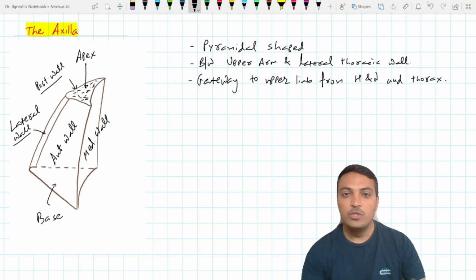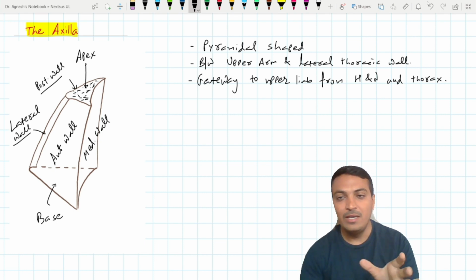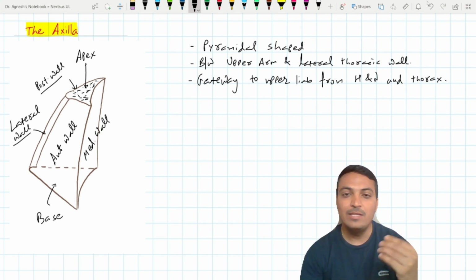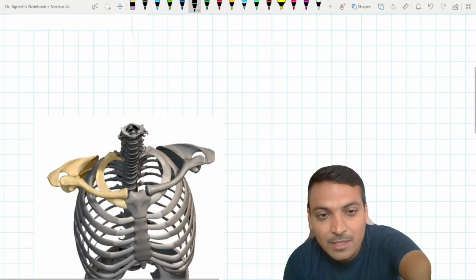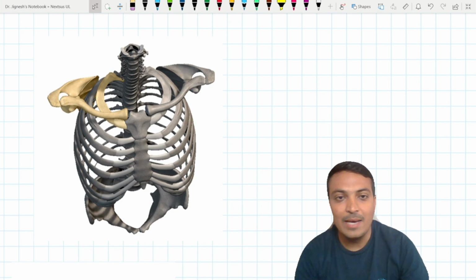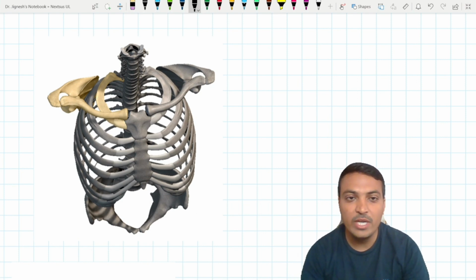Now let's move on to the structures which form each individual wall of the axilla, and then we will see the content of the axilla in a nutshell. The detailed anatomy of the structures present within the axilla we are going to deal with in the upcoming series. So when we see the apex of the axilla, this apex is situated on the superior side, and it is formed by this border.